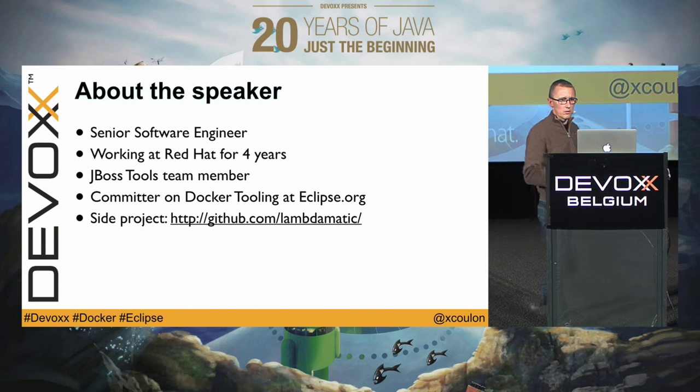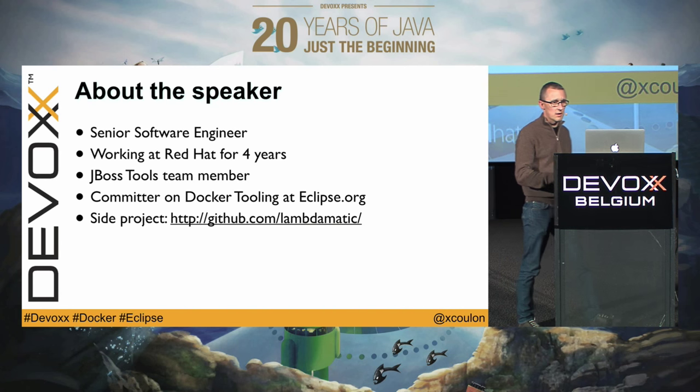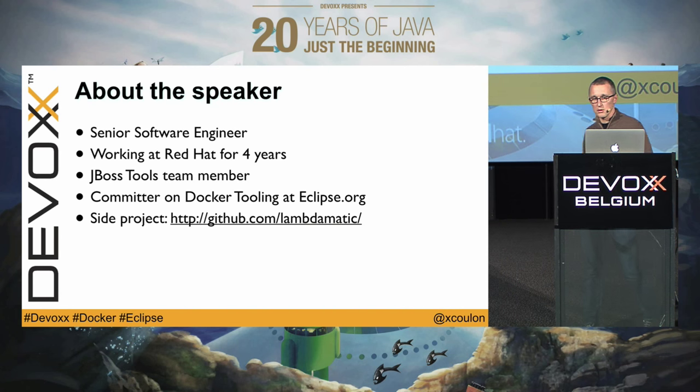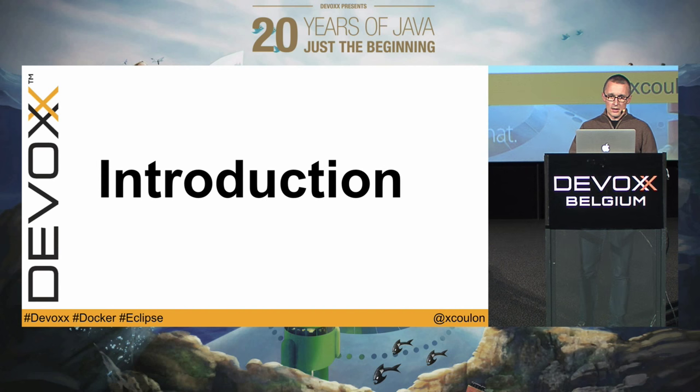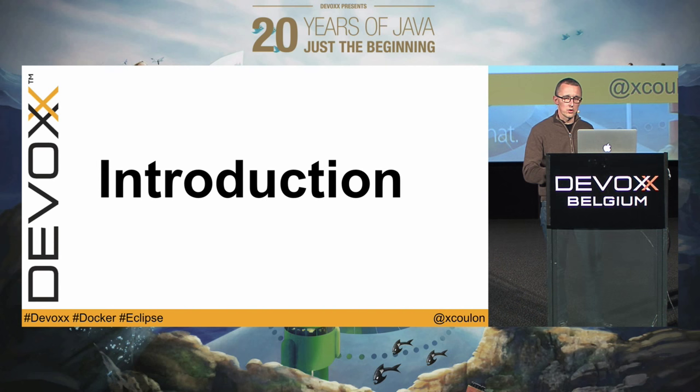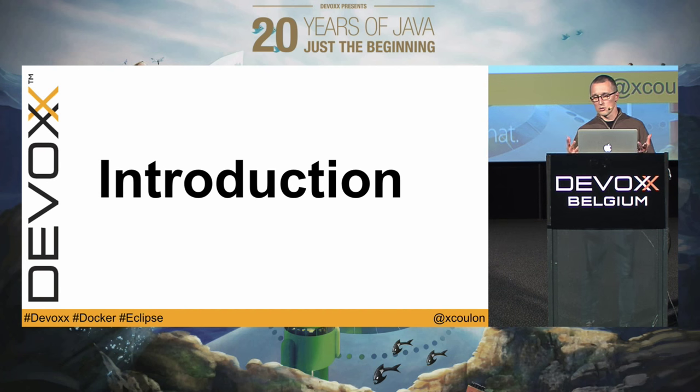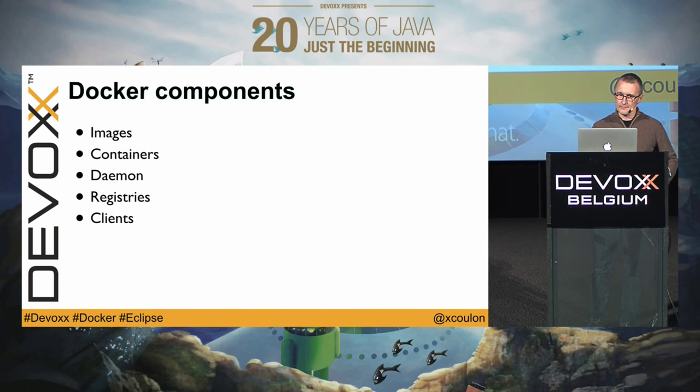So I'm also working on the Docker tooling at eclipse.org, and I have a side project which is called Lambdamatic, which is about using Lambda expressions to query and update data on MongoDB. So I'm going to give you a quick introduction about Docker, so we all share the same concepts, and then we'll go to the demo in which I will show how we can use Docker inside Eclipse.